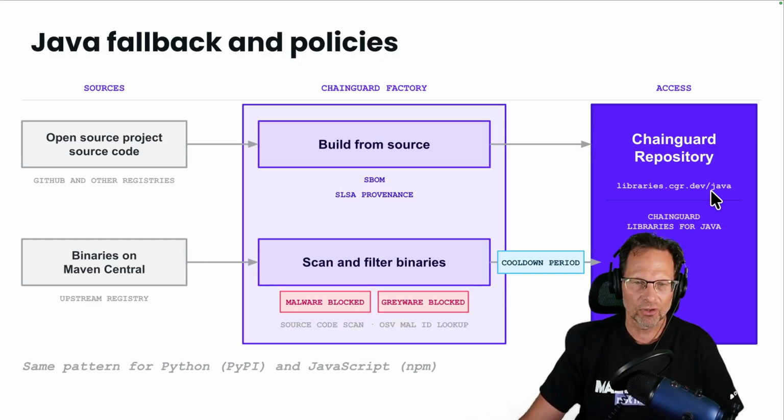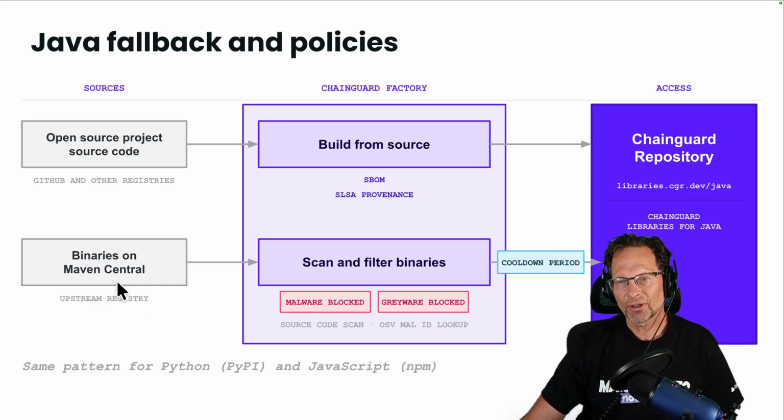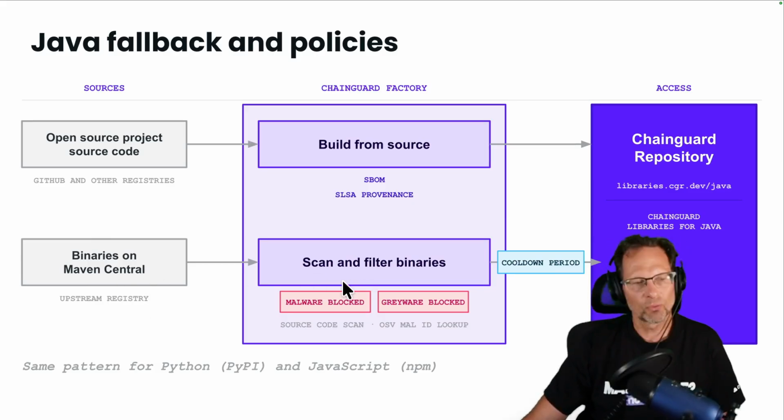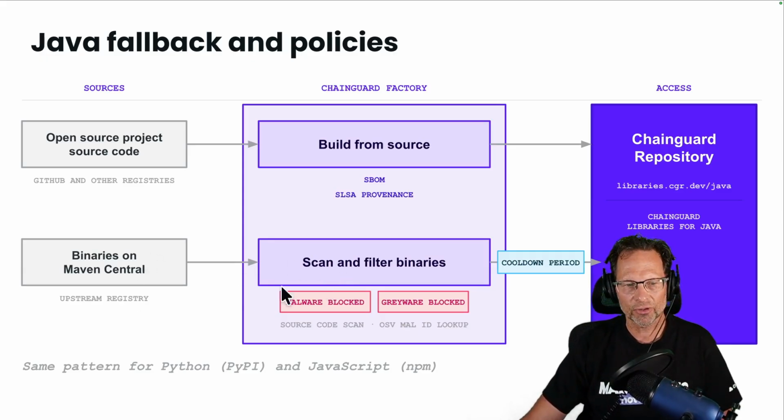On the other hand, however, since there is just way too many libraries and also old stuff where maybe the source code is lost or it's not possible to build this anymore, there's binaries still on the Maven Central repository, and those binaries are hopefully okay. So in order to make sure that they are okay for your consumption, what we do is we look at those binaries, we scan and filter them.